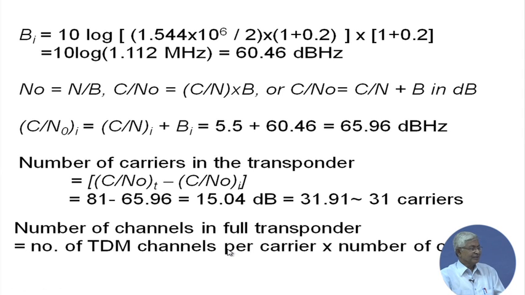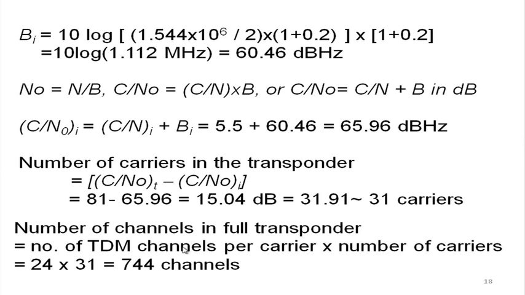Let us take one more case. Okay, we forgot one point, one more question was there: the number of channels in the full transponder. So, that is the number of TDM channels per carrier multiplied by the total number of carriers. So, that was 24 channels per carrier and 31 carriers. So, in this transponder a total of 744 channel transmissions are possible. Okay.